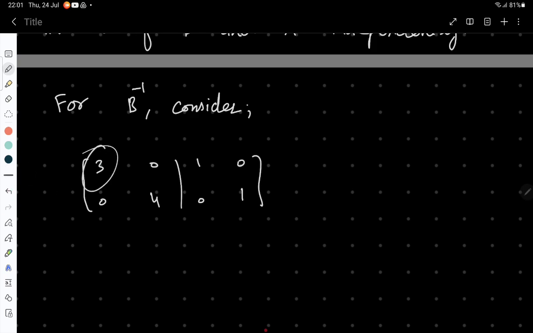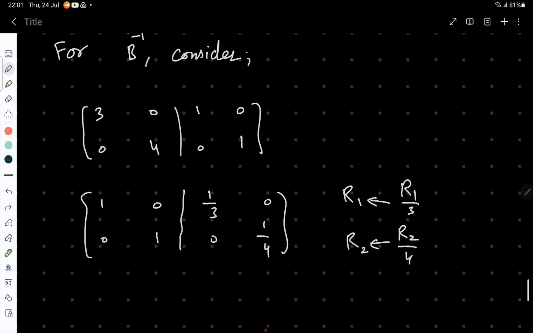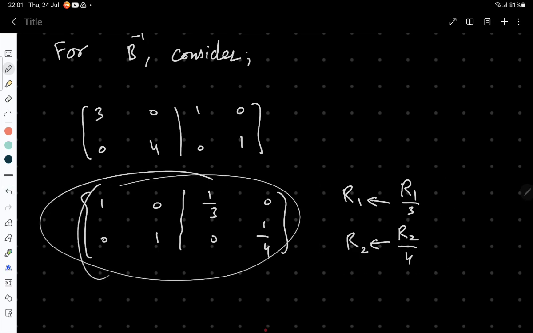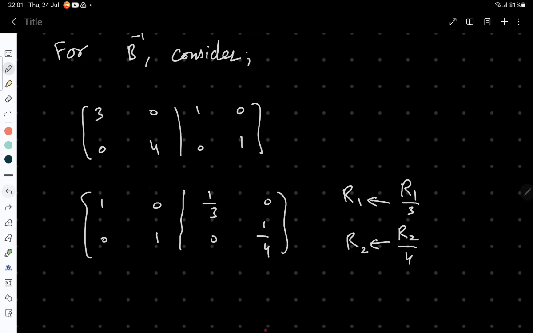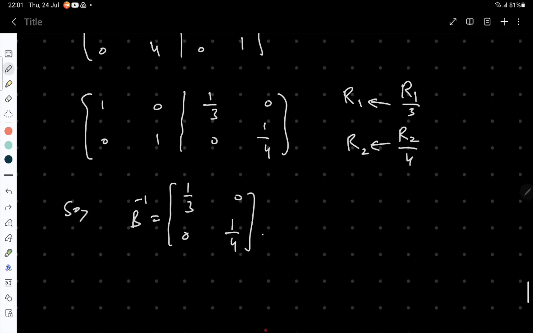I can divide R1 by 3 to make it 1. And similarly, then I will make this one. So that means I can divide R2 by 4. So I will perform these two operations, divide R1 by 3 and divide R2 by 4, and then you will get 1 and hence here 1. So this thing becomes identity, and this is the inverse of B. So hence inverse of B is this.